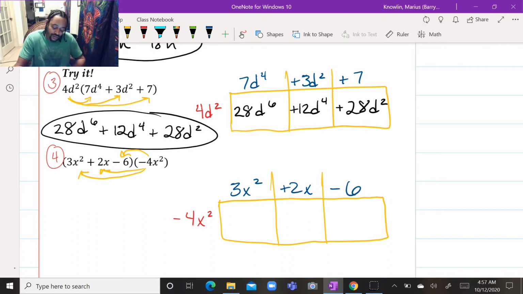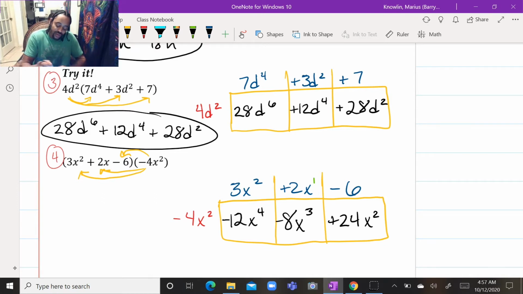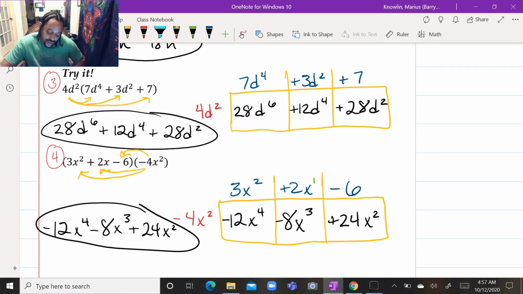And remember, we multiply the coefficients, that's negative 12, add the exponents, that's x to the 4th. Multiply the coefficients, that's going to be negative 8, add the exponents, and remember we need to put an exponent right there by the x, so that's a 1, so we know to add 2 plus 1, which makes 3. And now a negative times a negative is a positive, and we just bring over the x squared. So our final answer here is negative 12x to the 4th minus 8x to the 3rd plus 24x squared. Final answer. Okay, let's keep it moving.